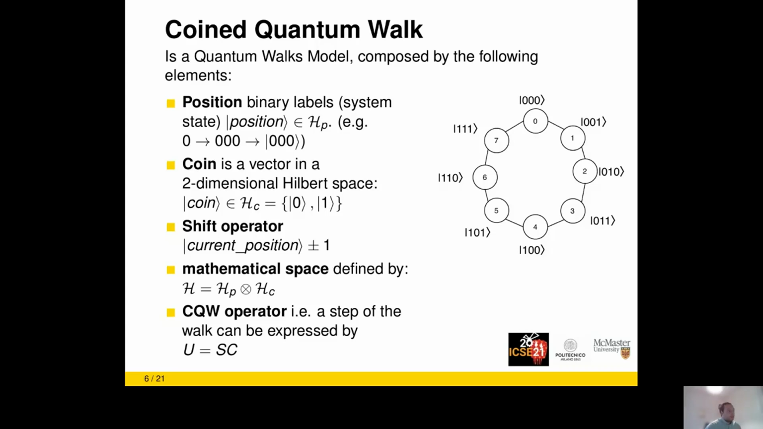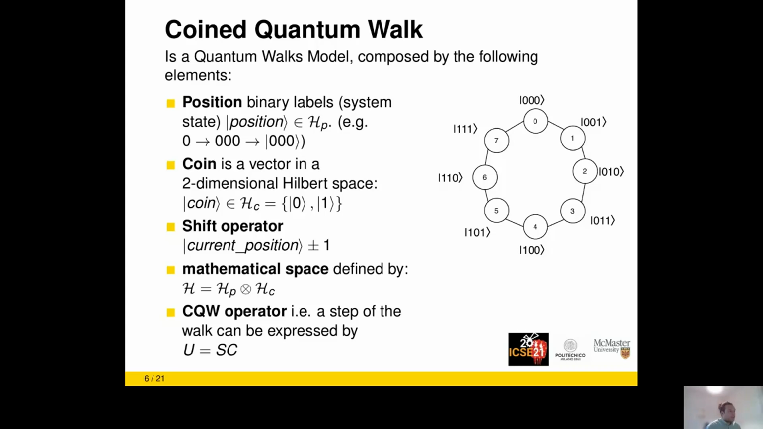To encode the position, then, we have to encode 8 digits. And so we can use 3 qubits, a vector of 3 qubits, to encode them in a binary way. At the end, we obtain, for instance, for node 0, a vector of 0, 0, 0. The coin is a vector in a two-dimensional Hilbert space. This case can assume values 0 and 1. And the shift operator is the operator that will increase or decrease the position by 1.